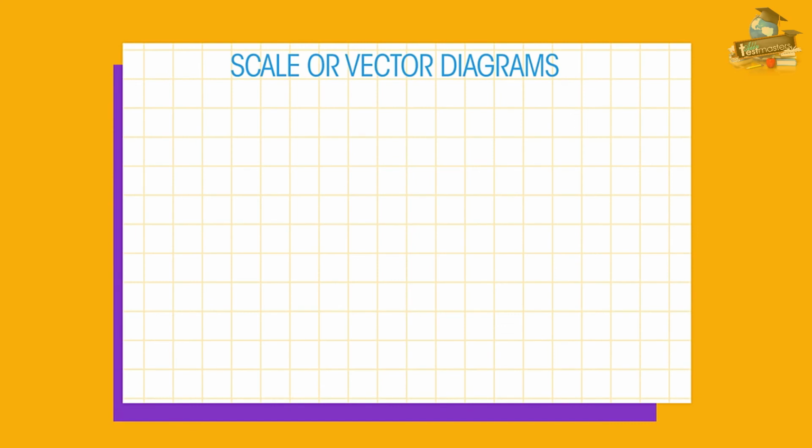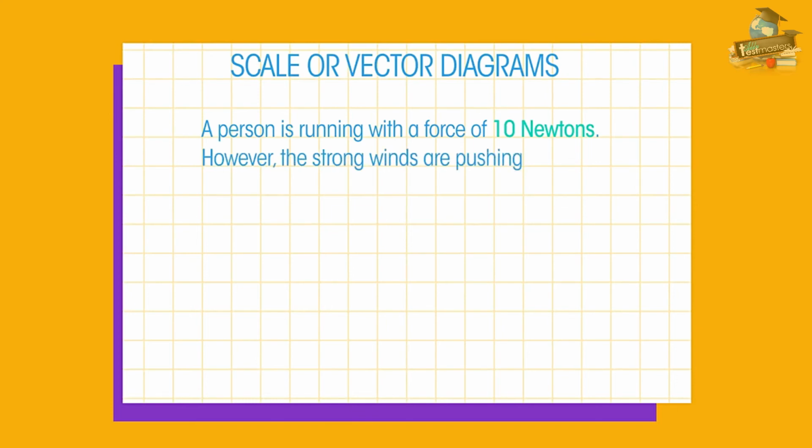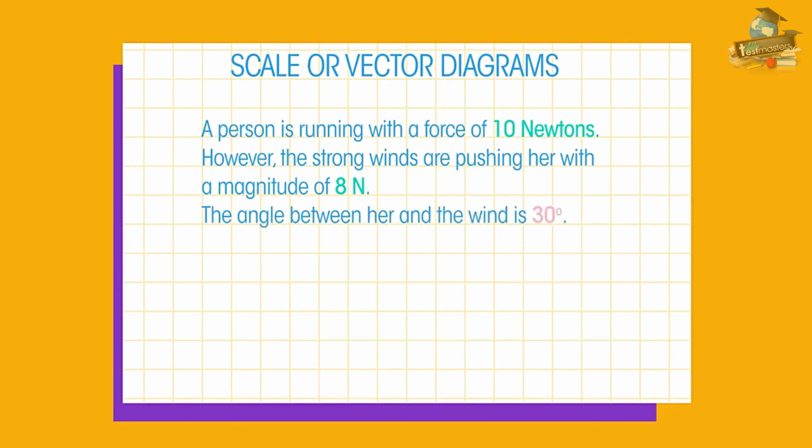Here's an example. A person is running with a force of 10 newtons. However, the strong winds are pushing her with a magnitude of 8 newtons. The angle between her and the wind is 30 degrees. Find the resultant force acting on the runner.